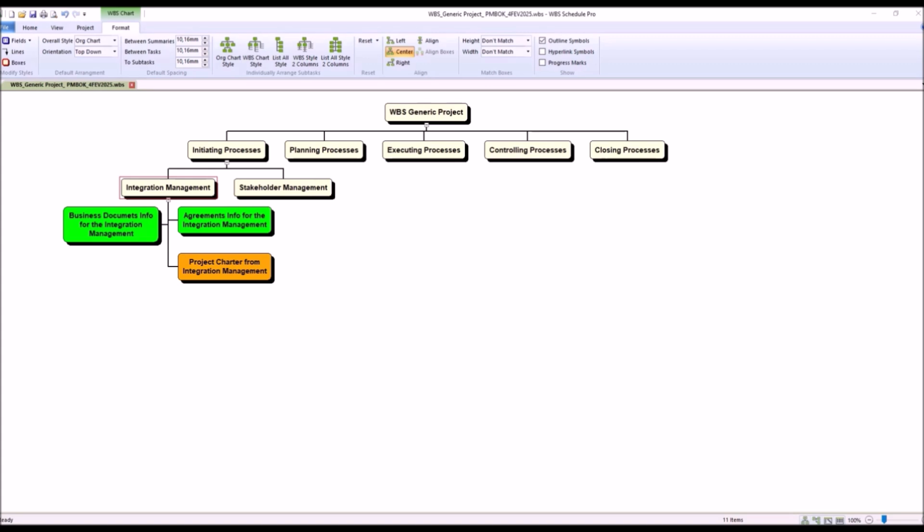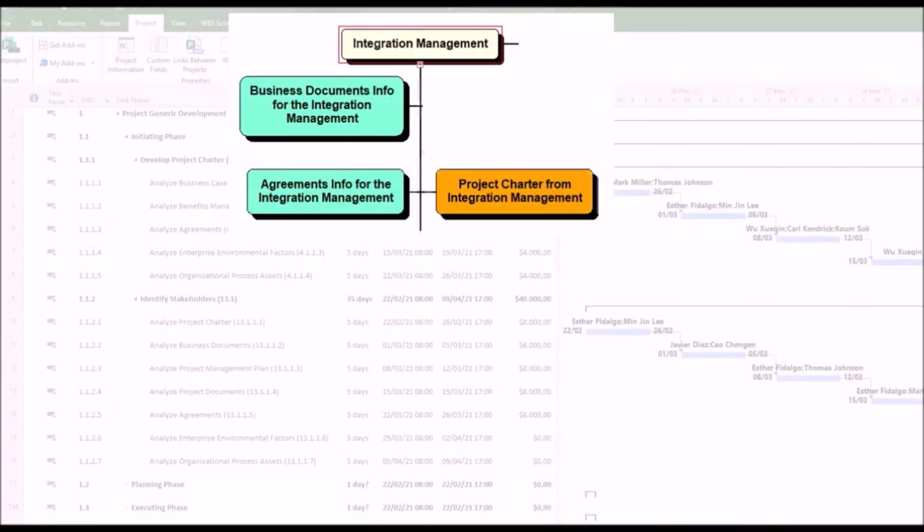The key reasons why agreements are critical for developing the project charter are: 1. Defining scope and deliverables. Agreements, such as contracts, memoranda of understanding, and service-level agreements, outline the specific scope of work, deliverables, and expectations for the project. This information is incorporated into the project charter to ensure everyone understands what the project will achieve.